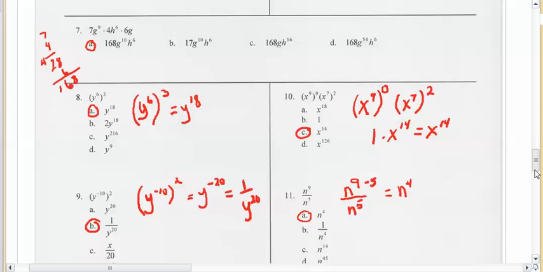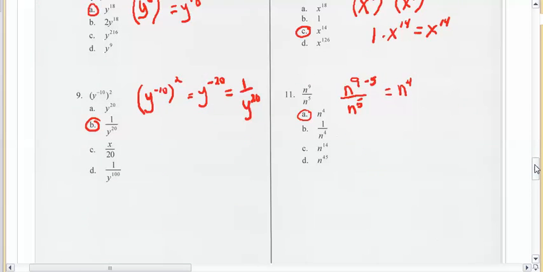Number 9, we have power to power, we multiply negative 10 and 2, we get negative 20. It becomes a positive exponent by putting it at the bottom of your fraction, 1 over y to the 20th, which is letter B.